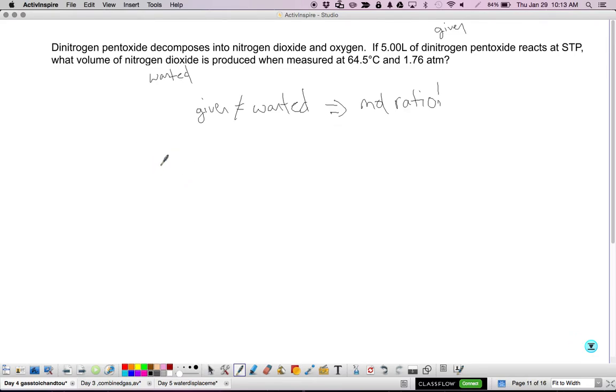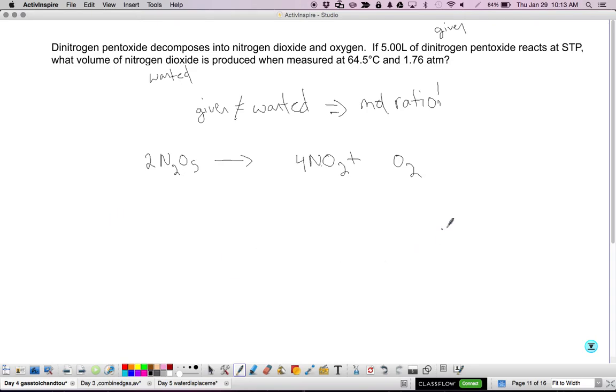So dinitrogen pentoxide, N2O5, decomposes into nitrogen dioxide, NO2, plus oxygen, O2. All right, then to balance this, I would first put a 1 here and then try to make it work with 2, and what you're going to find out is that's just not possible. So the next step would be to put a 2 here, which means you'll need a 4 here, so that balances the nitrogens. Then I have 10 oxygens on this side and 10 oxygens on that side.